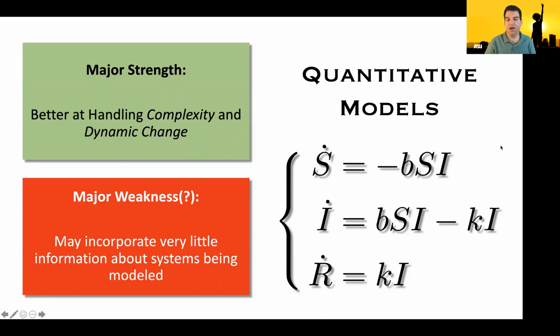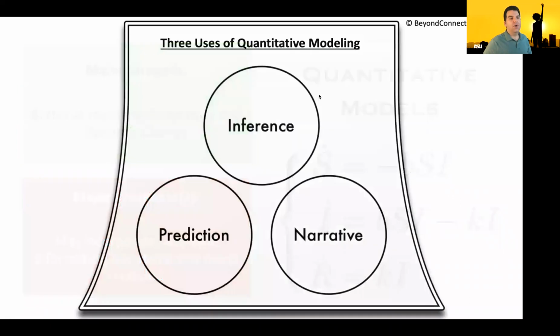Like this model here, which is a model of disease spread, where S dot, that's like ds/dt in calculus, it's kind of hard to go into a room full of fourth graders and tell them how COVID works if all you've got is this thing. So what are the uses of quantitative modeling?